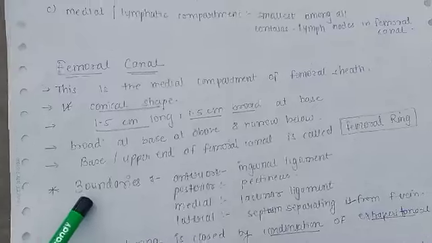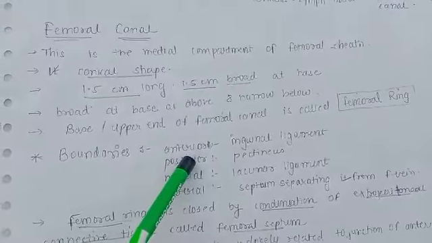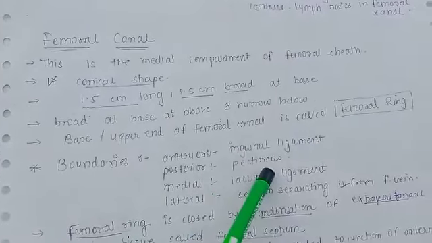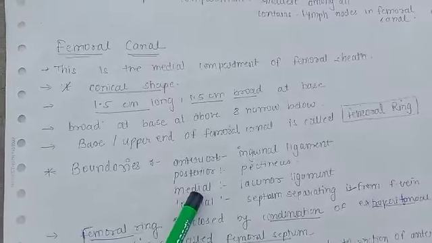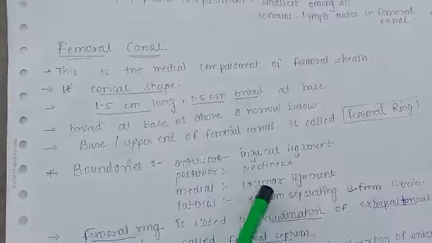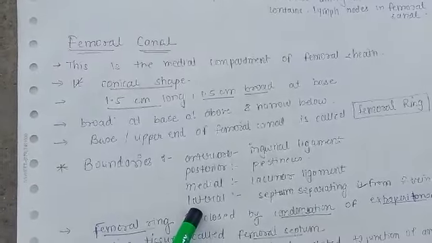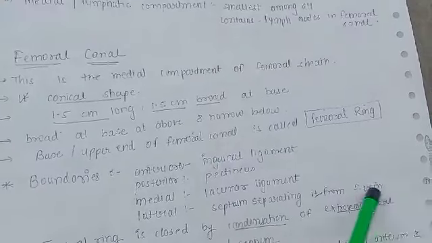And the boundaries of the femoral canal are as follows. Anteriorly, it is bound by the inguinal ligament. Posteriorly, it is bound by the pectineus muscle. Medially, the femoral canal is bound by the concave margin of the lacunar ligament, whereas laterally it is bound by the septum separating it from the femoral vein.